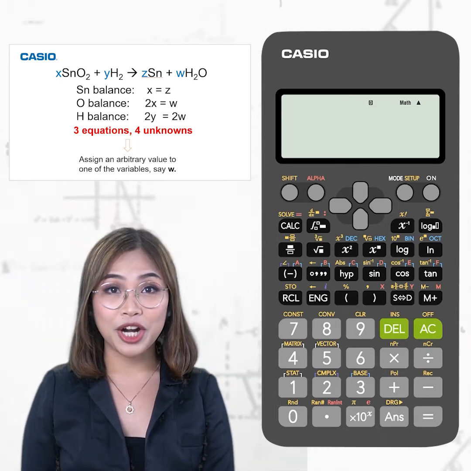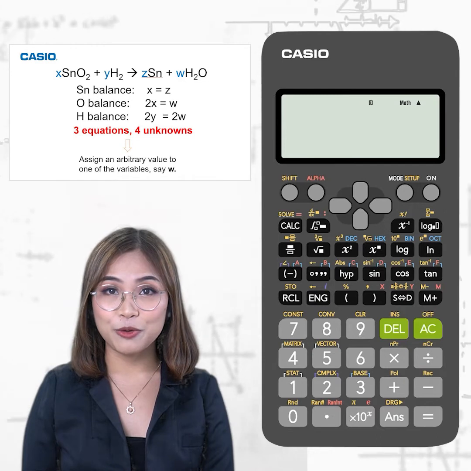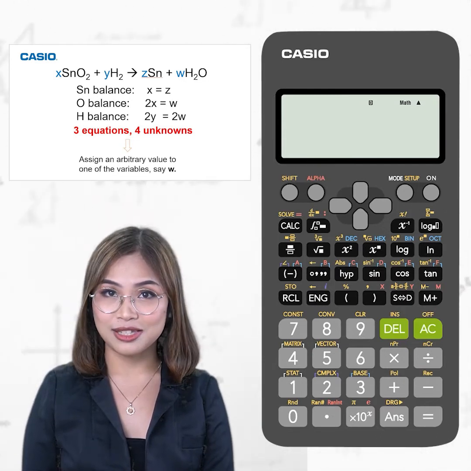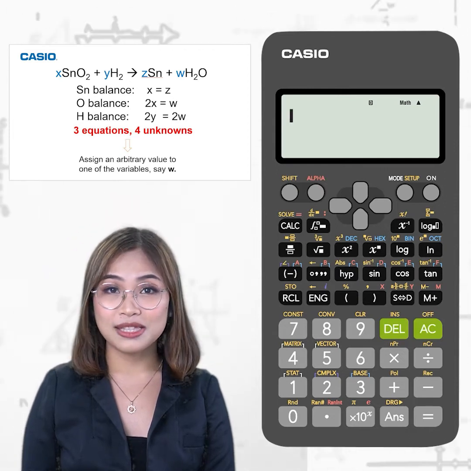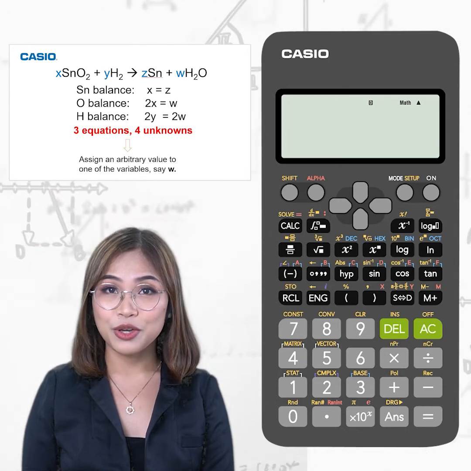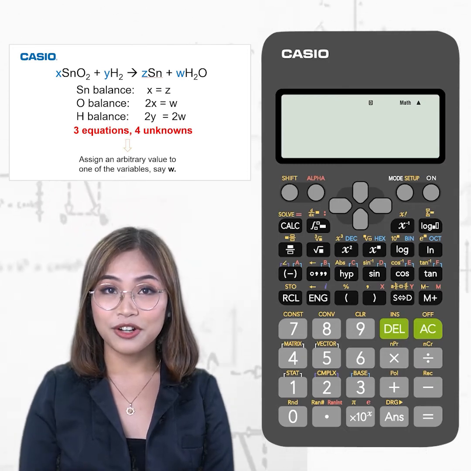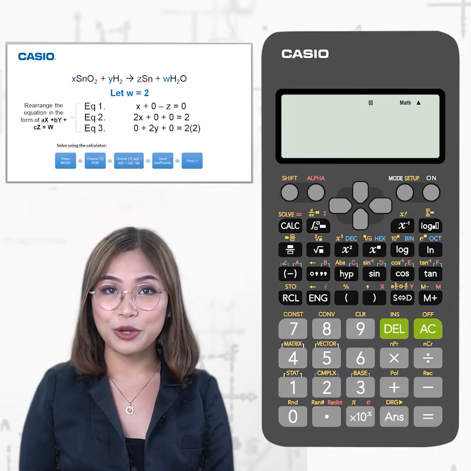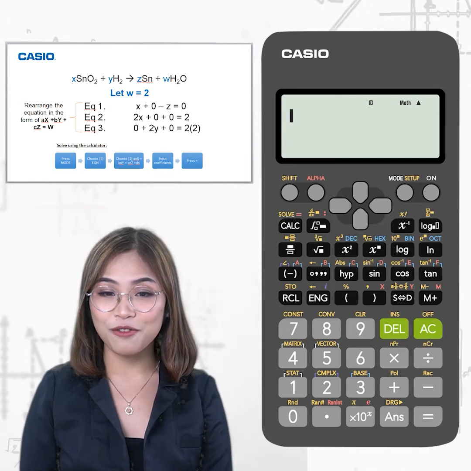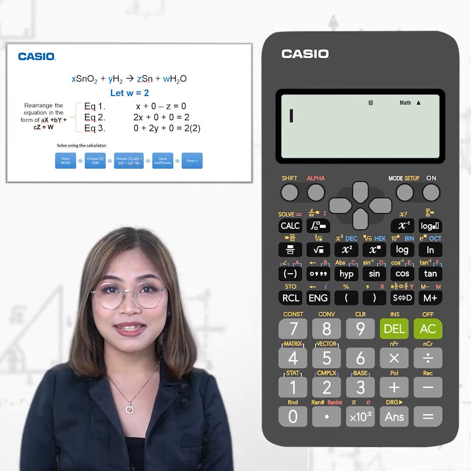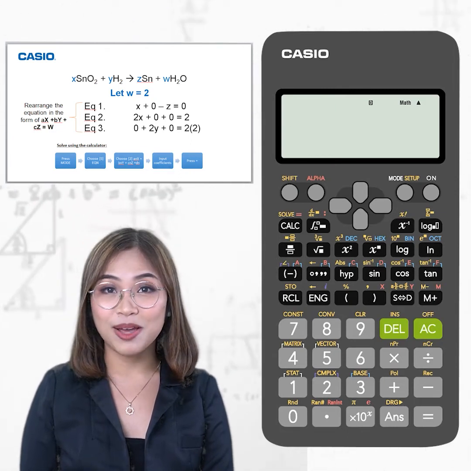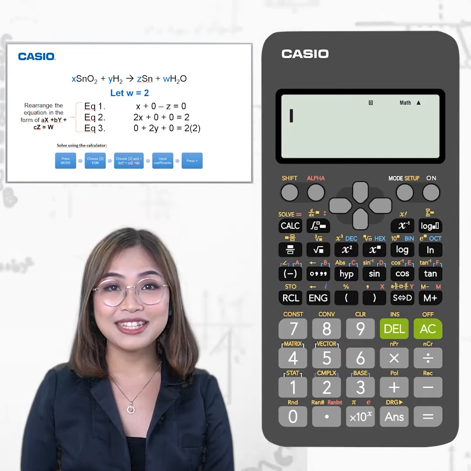However, we have four unknowns, namely w, x, y, and z, but we only have three equations, meaning we cannot solve this simultaneously yet. What we can do is to assign an arbitrary value to one of the variables, say w. We can let w equal 2. Then, we will rearrange the equations in the form of ax plus by plus cz equals d. By doing this, we can reduce our problem to three equations with only three unknowns.